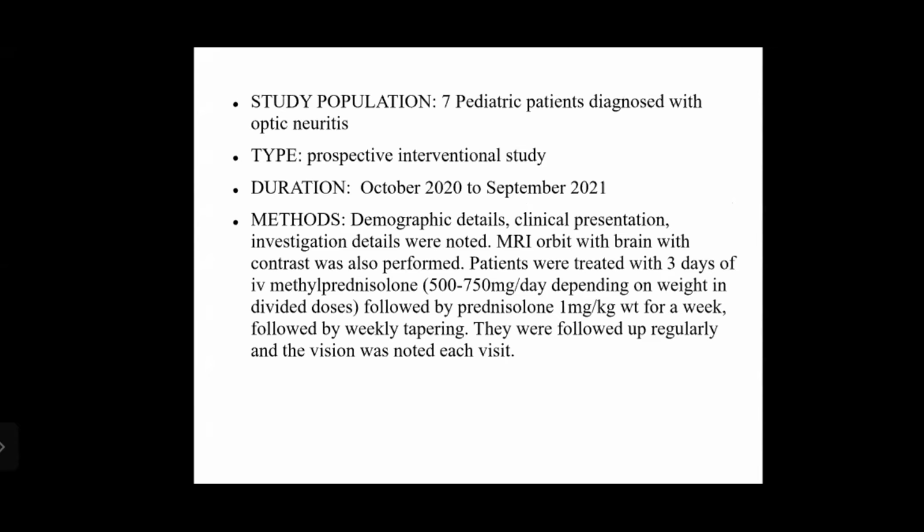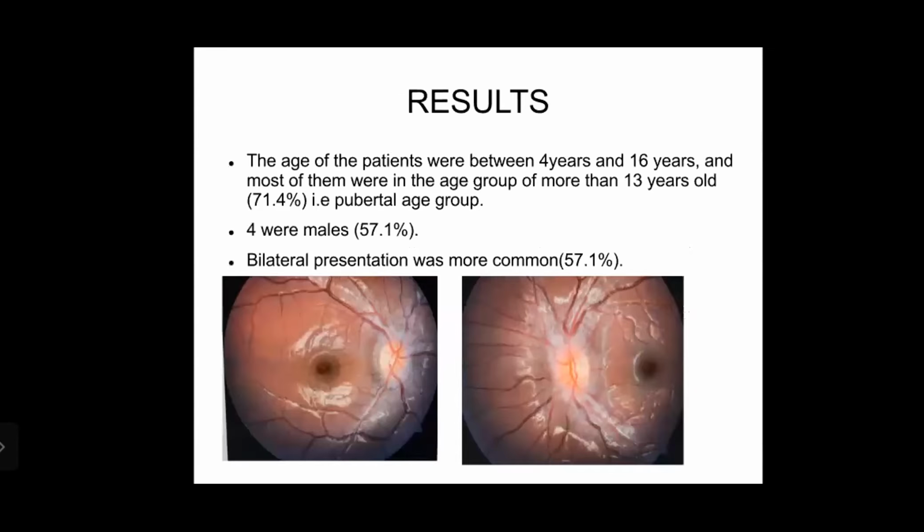Patients were treated with 3 days of IV methylprednisolone, 500 to 700 milligram per day, depending on the weight, in divided doses, followed by prednisolone 1 milligram per kg weight for a week, followed by weekly tapering of prednisolone tablet. They were followed up regularly and the vision was noted at each visit.